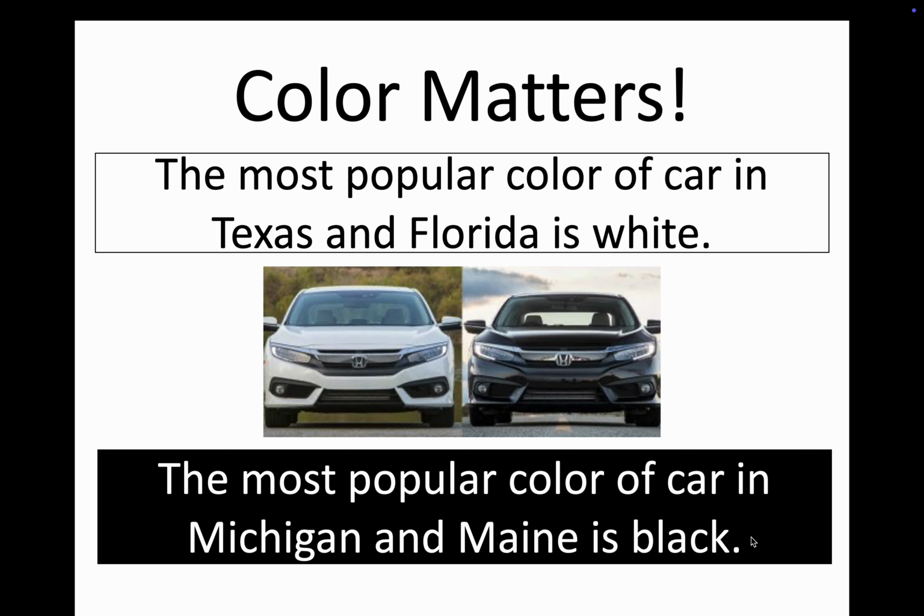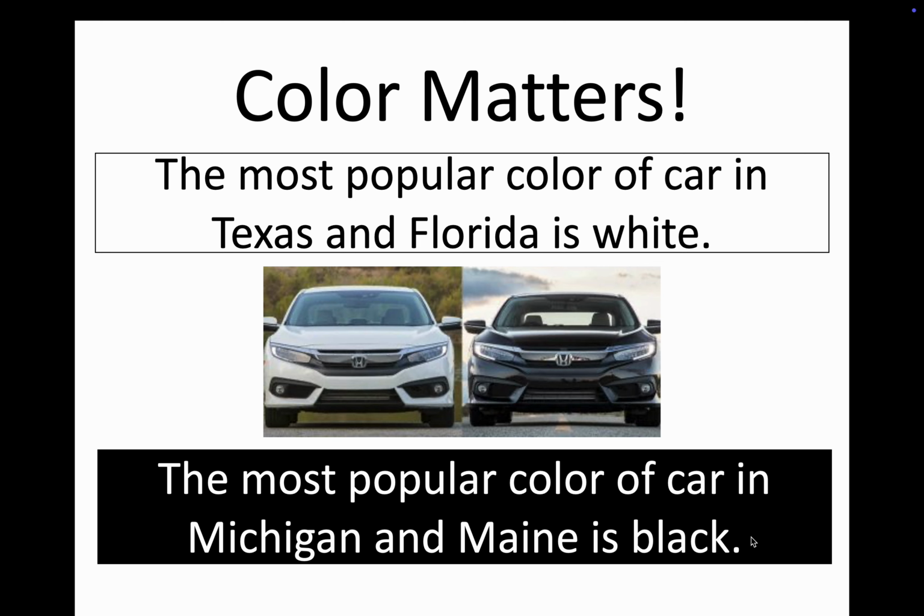Think about cars. I did a little research just for fun, and I found out that the most popular color of car in Texas and Florida is white, but in Michigan and Maine, it's black. And that comes back to the albedo effect, because white, lighter colors reflect the sun's energy, and black absorbs the sun's energy. Even down in Florida, where it's fairly hot, some people will paint the top of their orange clay roofs white to reflect the sunlight. It will keep the house cooler.